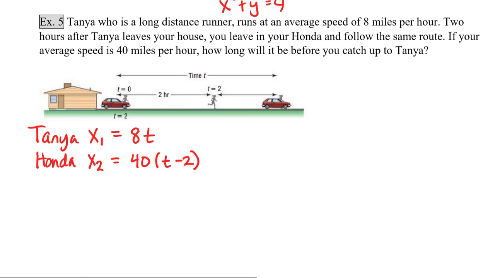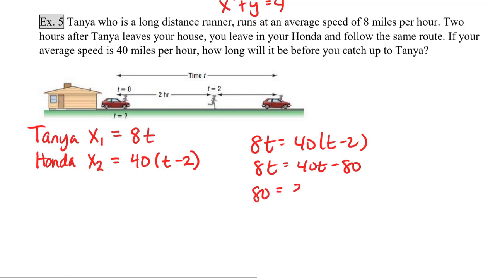So in order for us to figure out when they will be caught up, I need to set x1 equal to x2. So I have 8t is equal to 40 times t minus 2. 8t is equal to 40t minus 80. I'm going to get that 80 is equal to 32t, which means that t is equal to 2.5 and time is being measured in hours.